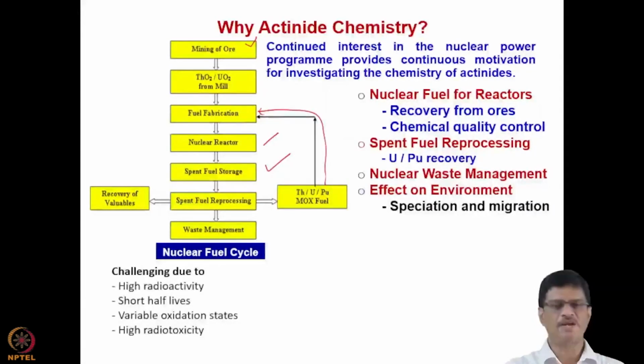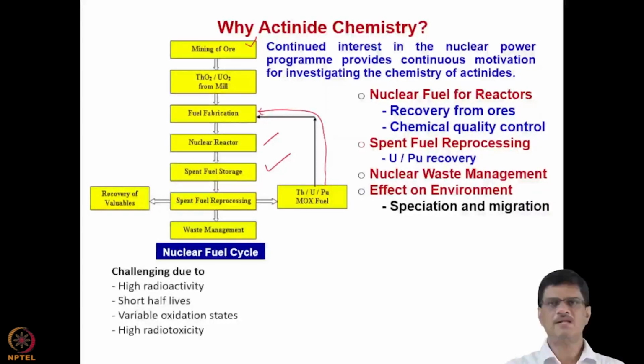Also, after the nuclear reactor operation is over, the fuel is removed from the reactor core, and then, as I mentioned, there is something called spent fuel reprocessing. There also the chemistry of actinides is important, where uranium and plutonium are recovered using a process called the PUREX process, which we'll be discussing subsequently in one of the lectures in greater detail. Then the raffinate coming out of the spent fuel reprocessing is taken for the nuclear waste management program, and there the actinides and the fission products are vitrified and kept in deep geological repositories.